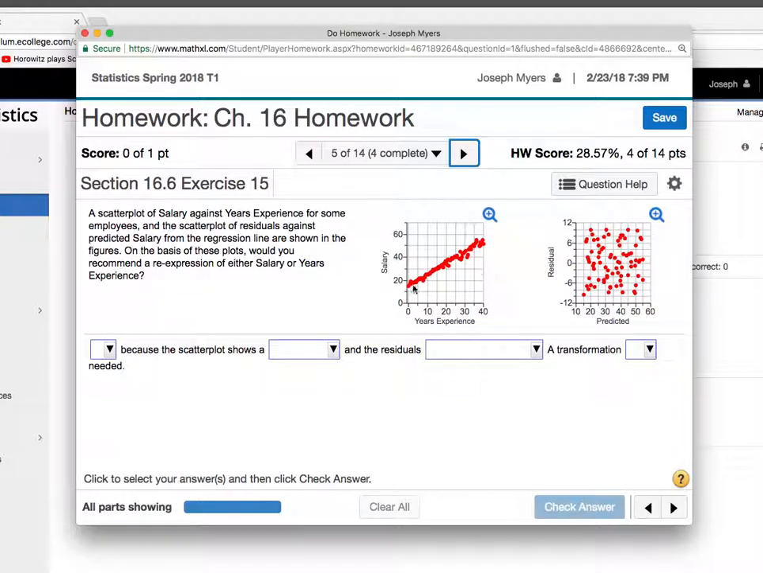The first plot looks like a line. I would say a re-expression means doing something like taking the square root or the reciprocal or the logarithm of the data, anything to make it look more straight. And if it's already straight, you don't need to do that. So I would say no, because the scatter plot already shows a linear pattern. And the residuals are random, which is good. A transformation is not needed.